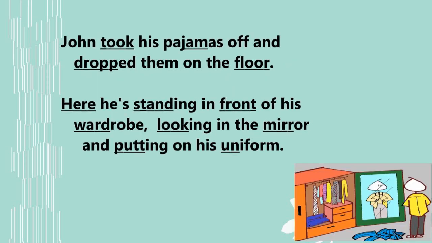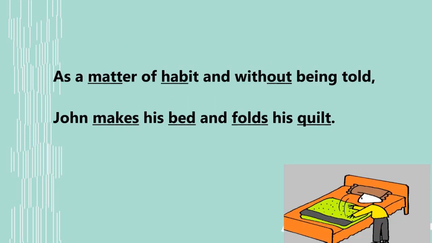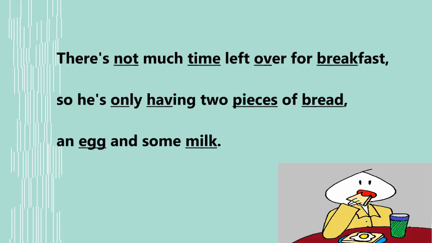John took his pajamas off and dropped them on the floor. Here he is standing in front of his wardrobe, looking in the mirror and putting on his uniform. As a matter of habit, and without being told, John makes his bed and folds his quilt. There's not much time left over for breakfast, so he's only having 2 pieces of bread, an egg, and some milk. Now, go on to the next picture, picture K of our story.